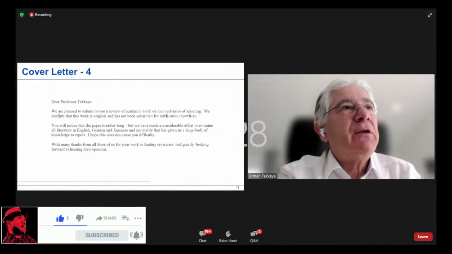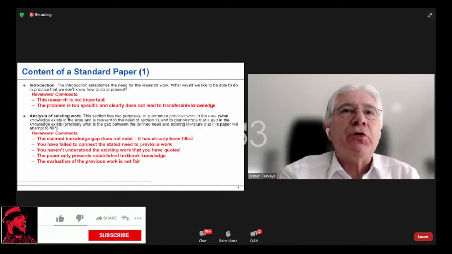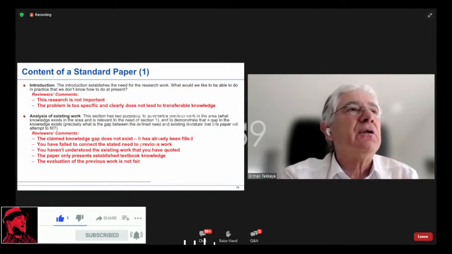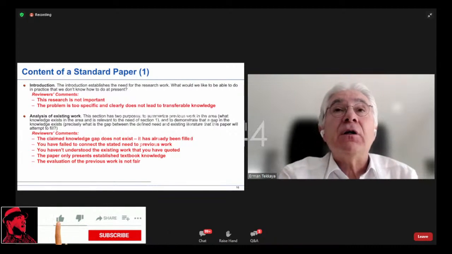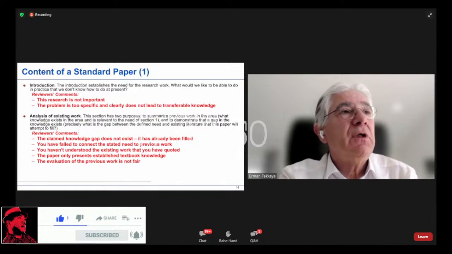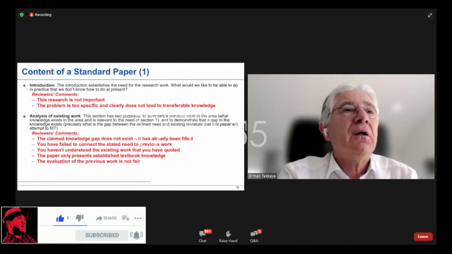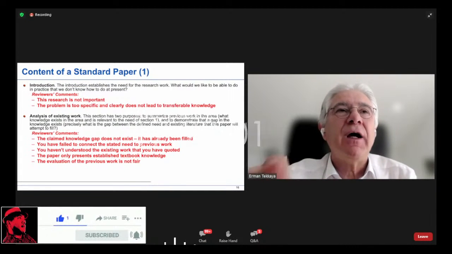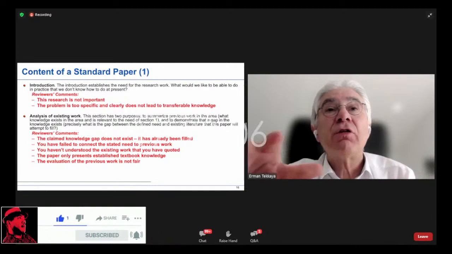So then I'm coming to the sections Timo explained from the reviewer point of view. If you write the introduction, which should have the items why we need the research work and what is the reason or what is the benefit for the practice and so on, the reviewer can comment on this section immediately from the negative point of view. This research is not important. You select such a tiny problem. It doesn't matter whether you publish something on that topic or not. Or the problem is too specific and clearly does not lead to transferable knowledge.